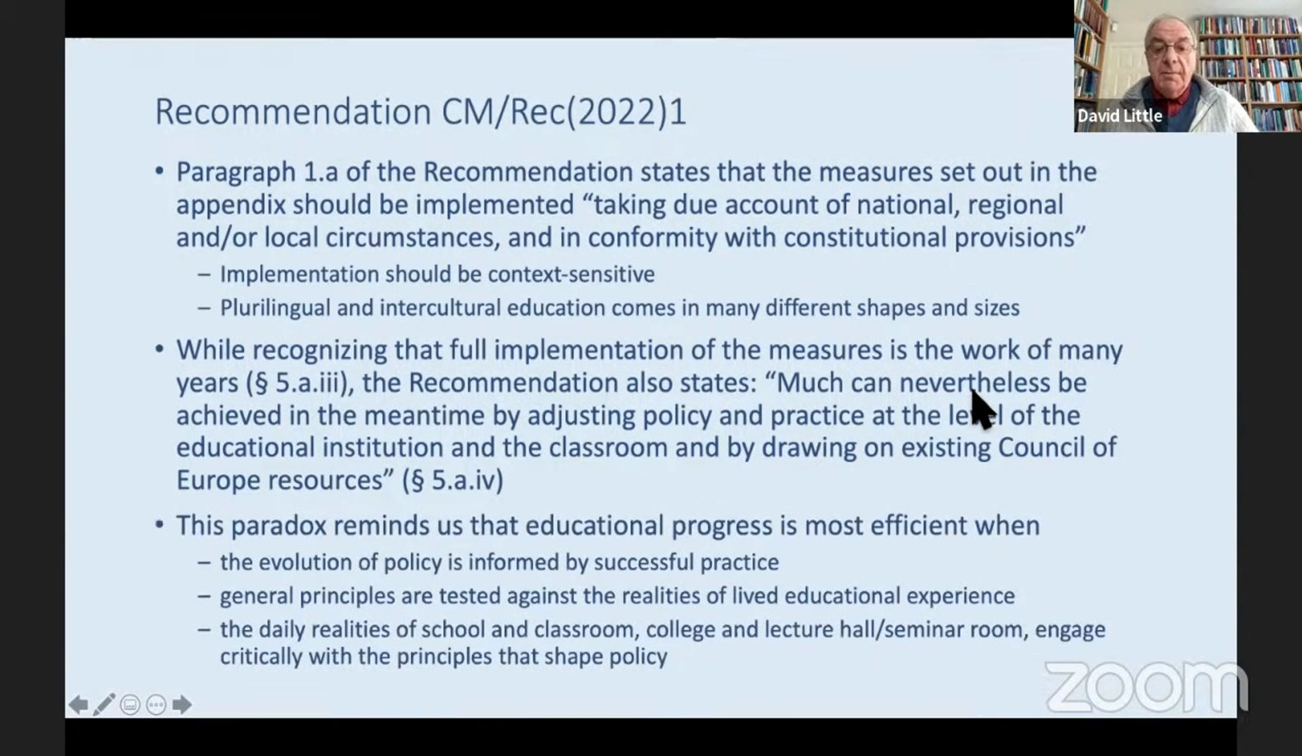This paradox reminds us that educational progress is most efficient when the evolution of policy is informed by successful practice, when general principles are tested against the realities of lived educational experience, when the daily realities of school and classroom, college and lecture hall or seminar room engage critically with the principles that shape policy. And this paradox is fundamental to the structure of what's going to follow.